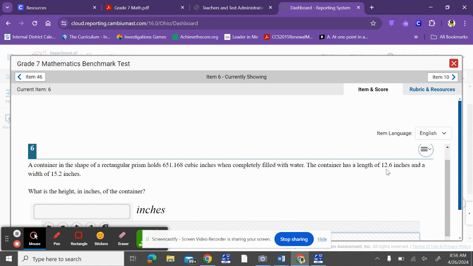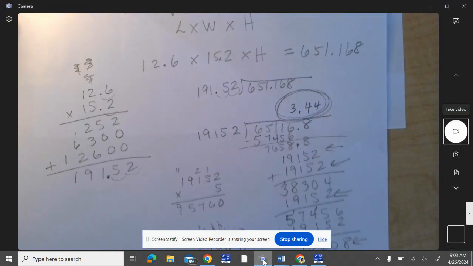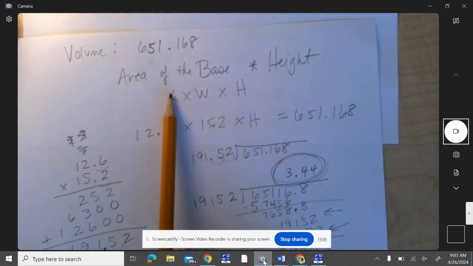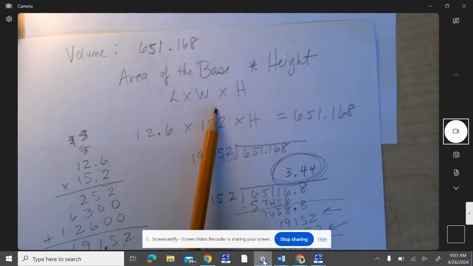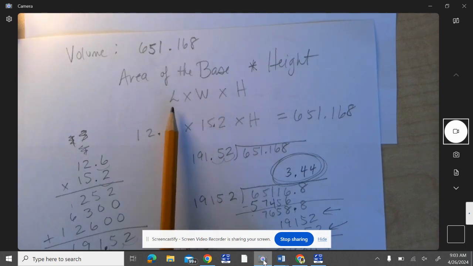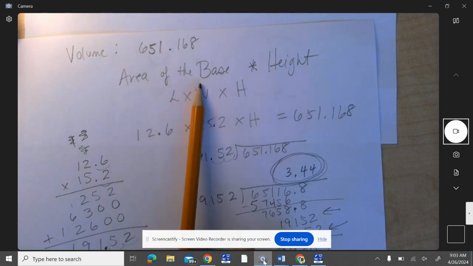The container has a length of 12.6 inches. The width is 15.2. They want to know the height. So they want to know if you know how to add, multiply, divide with decimals. So let's go ahead and write the information out. For this one, what I actually end up doing was first I multiplied. First off, remember volume is the area of the base times the height. Since this had to be some type of cube or something, you can think of it as length times width times height. But if it's a different shape, it's the area of the base times the height.